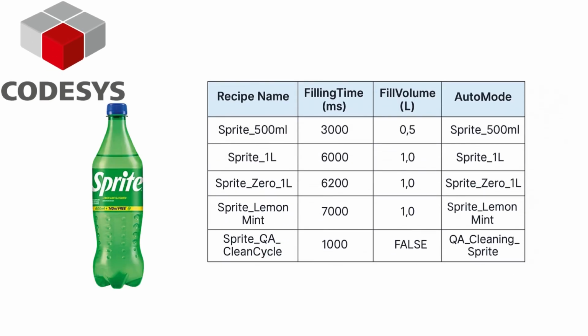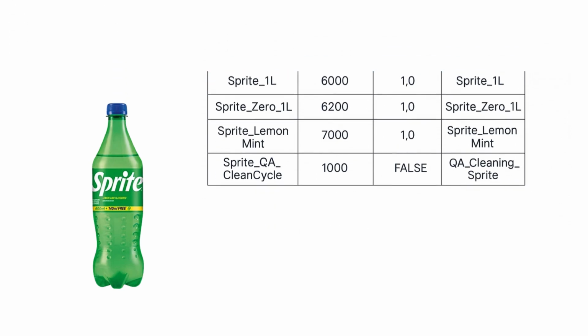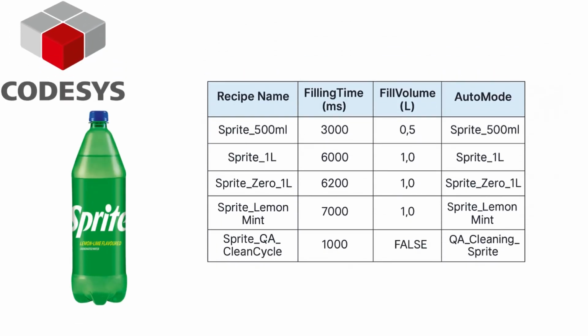For example, if you're filling a 500 milliliter Sprite bottle, you can use a recipe called Sprite 500 milliliter, which sets the filling time to 3000 milliseconds, the fill volume to 0.5 liters, and enables auto mode for smooth operation. Similarly, for a 1 liter Sprite bottle, the recipe Sprite 1L would adjust the fill time to 6000 milliseconds and fill volume to 1.0 L.